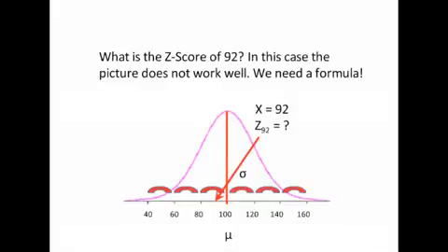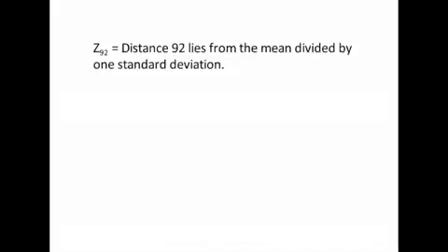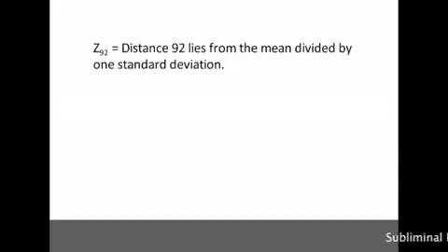You see, things get a little bit more complicated. When I ask you what is the z-score, I'm asking you how many standard deviations above or below the mean does the data point 92 lie? In this case, the picture doesn't work well. We actually need a formula. What we're looking for is a z-score for 92. That means how many standard deviations above or below the mean does 92 lie?